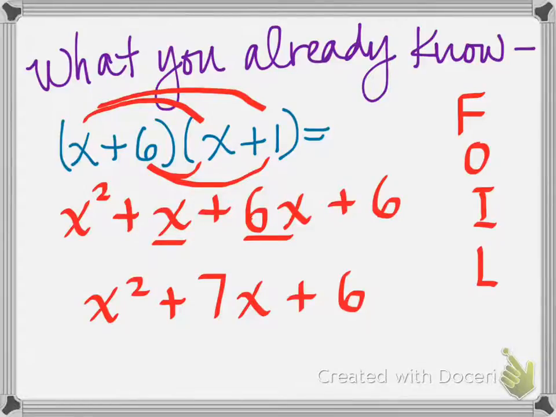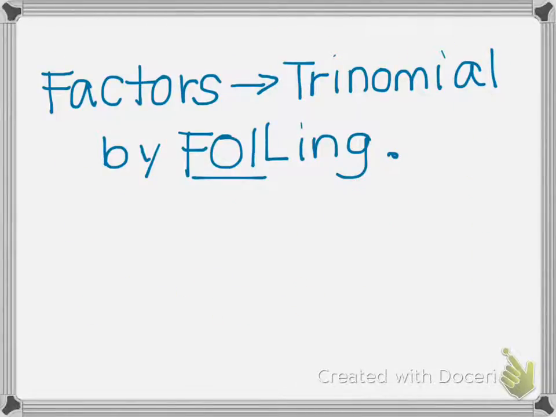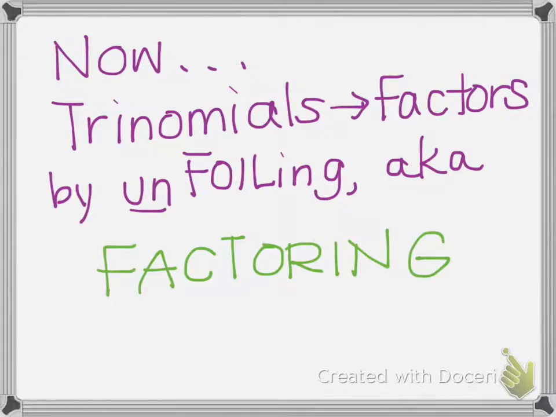Well, now we're going to work backwards. Oh, sorry. Factors become trinomials by foiling. I just said that. So now we're going to go the other way. We're going to go from trinomials and make factors. Sometimes I call it unfoiling, but the actual term that you need to know is factoring. We're going to pull out the parts that multiply to make the whole. So far you've done it through finding the GCF, but now there isn't going to be a GCF, but we can still find the factors.